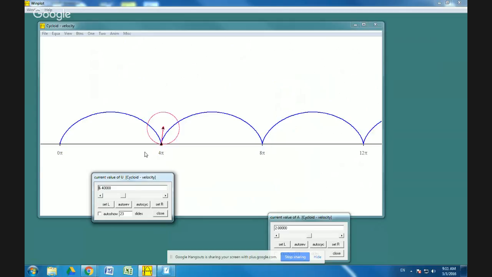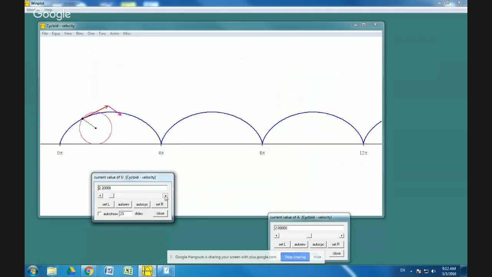Would you say it's also the time it takes to complete one revolution? Yes, these are values of t, right? Yes, that is a time interval. It's not the arc length, but it is the time interval. And if you watch the circle, at the bottom of the circle it completes one revolution, so 4 pi units.